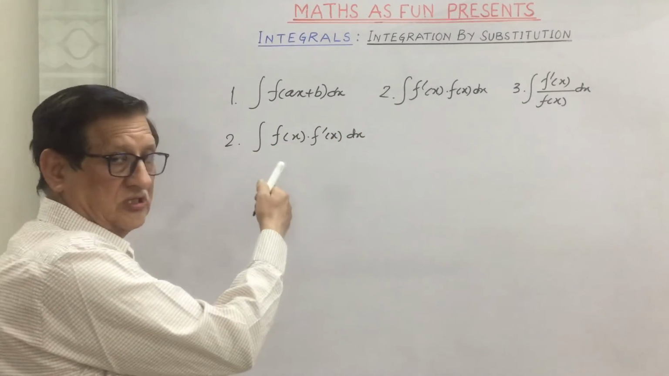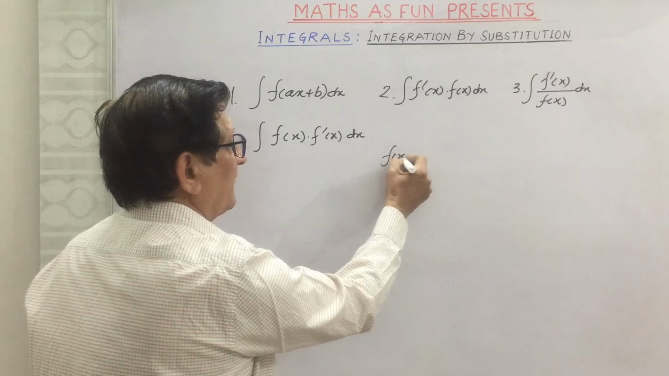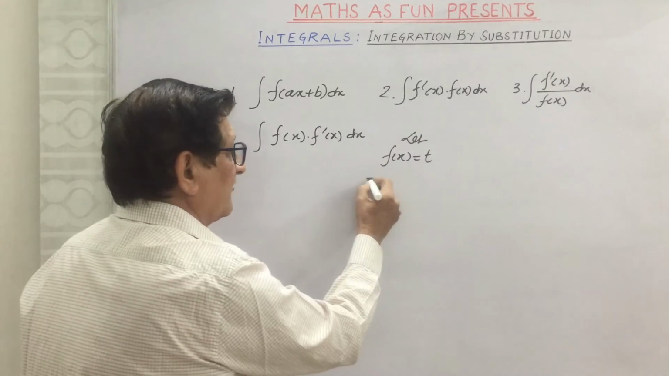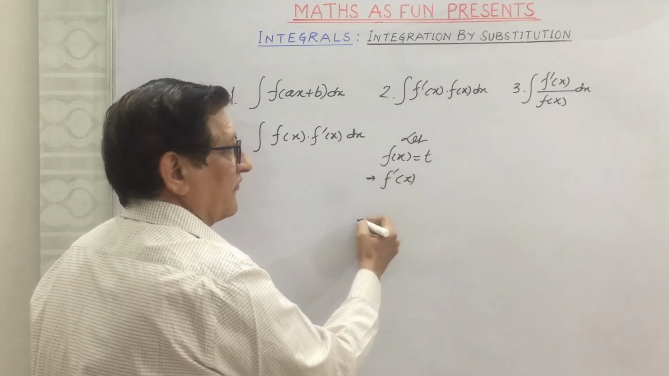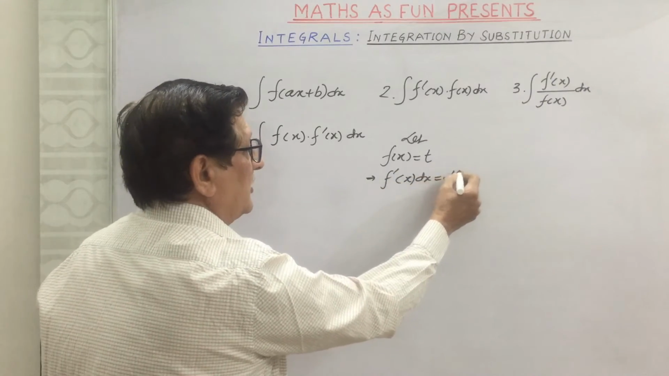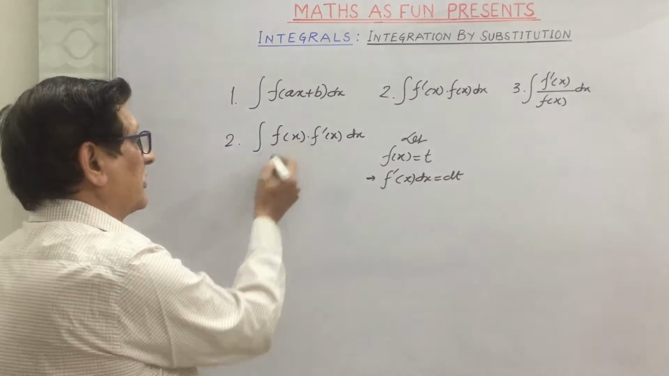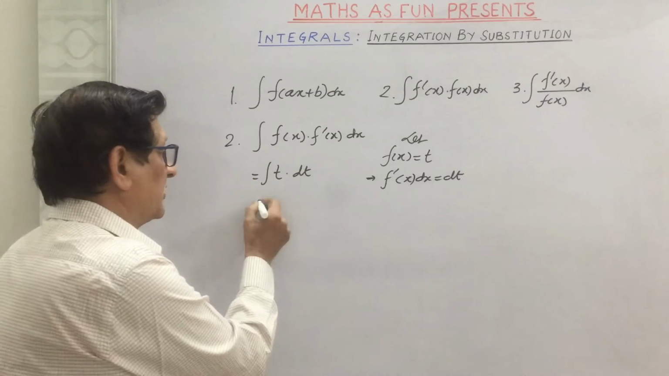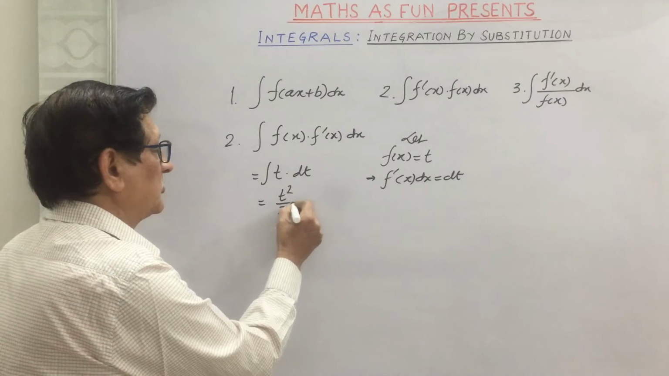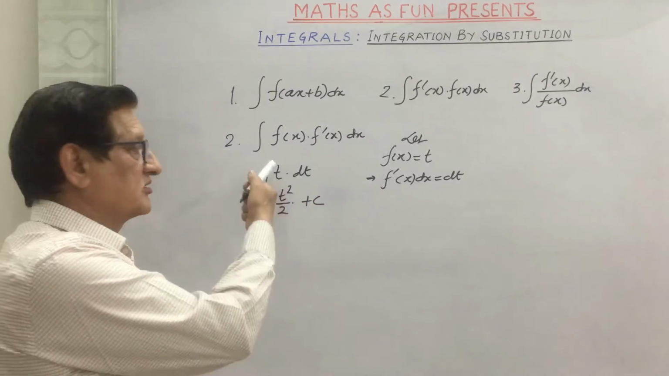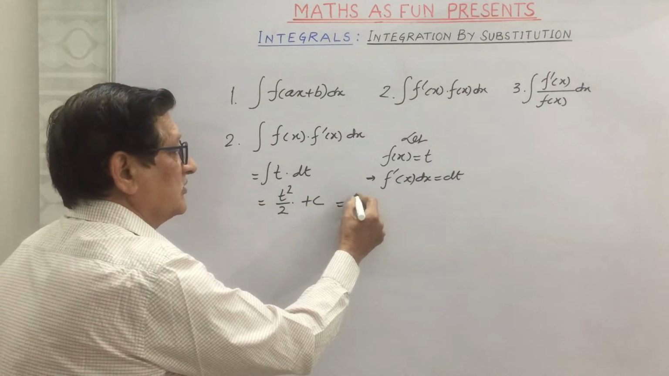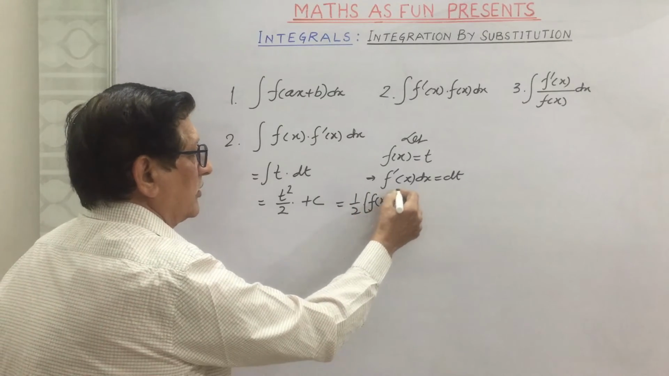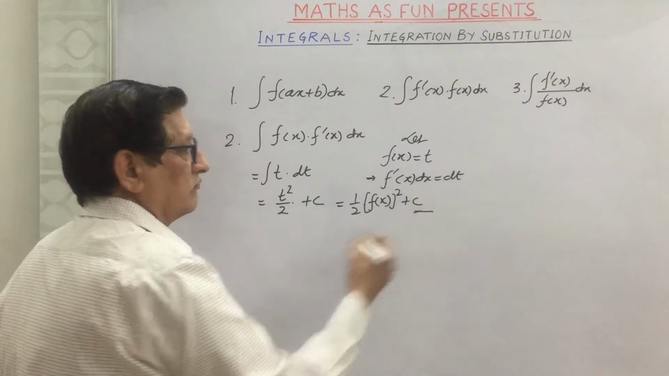this fx as t. So we write fx is equal to t. Then when we differentiate, we will find f dash x dx is equal to dt, and we can write this as t into dt. So this becomes t square upon 2 plus c, and we can substitute the value, that is 1 upon 2 fx square plus c.